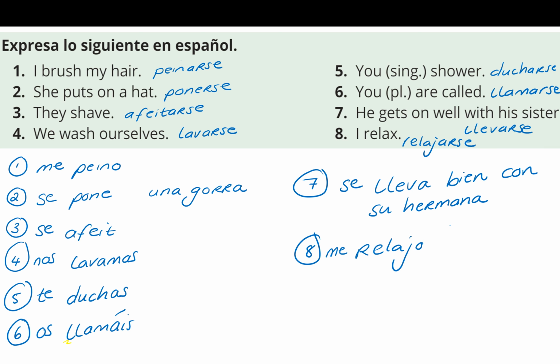Watch back over the video as many times as you need to. Do practice this, as the reflexive verbs do come in very handy for describing your daily routine. Okay, muchas gracias y adiós.